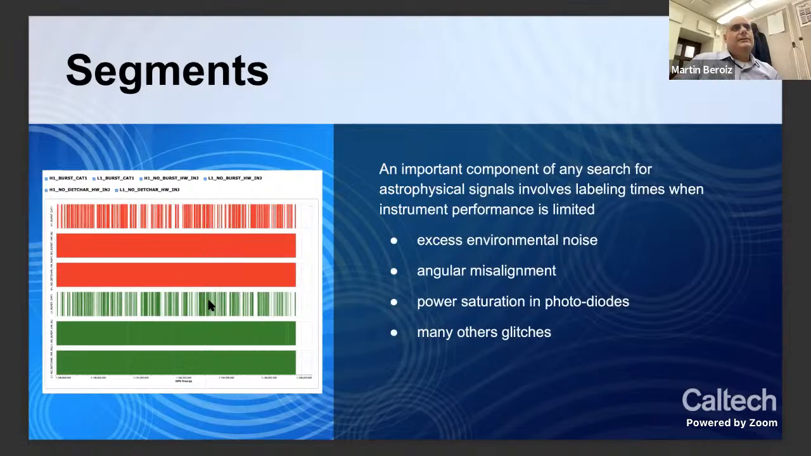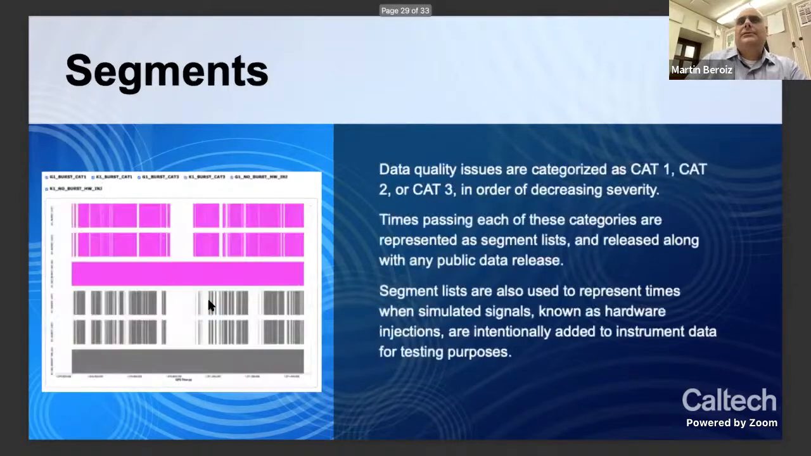These are basically the CAT1, CAT2, etc. type of segments. There are also other types of segments that deal with hardware injections that you may also want to check out. This is an example of GEO and KAGRA. These are 6 segments, and some of them are CAT1. This is data quality, and some others are hardware injections. So yeah, these hardware injections are intentionally added to measure things like false alarm rates or detection rates, for example. So yeah, this is how you query for segments.